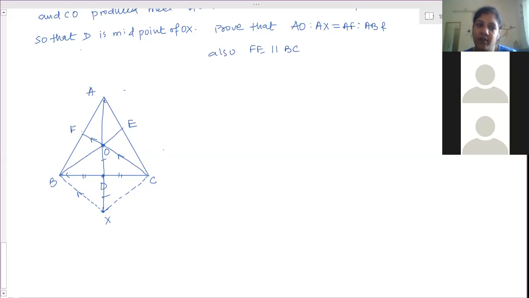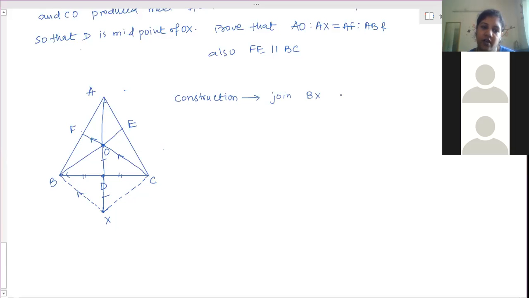And therefore triangle AFO and ABX are similar by AA similarity because two lines are parallel already. So corresponding angles are equal. So therefore AF by AB is equal to AO by AX. Clear? Is this clear? Or you can show that by congruency also. Yes, ma'am.